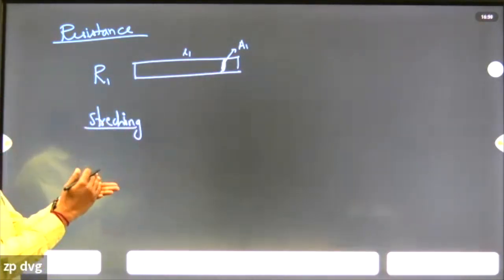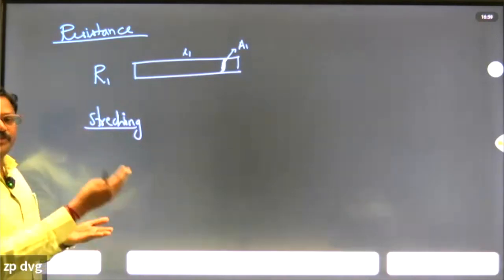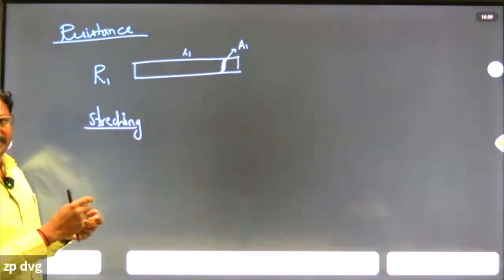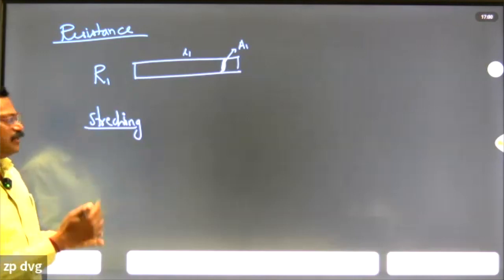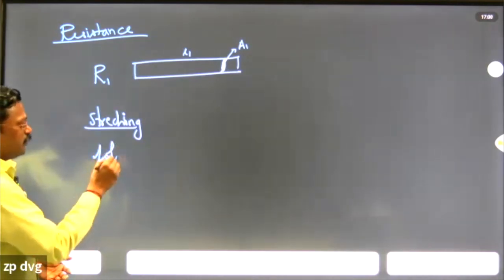We can also fold the wire. You can fold the wires where length will become half. I mean length will reduce and there will be an increase in thickness. By folding a wire, the area of cross section increases and the length decreases.